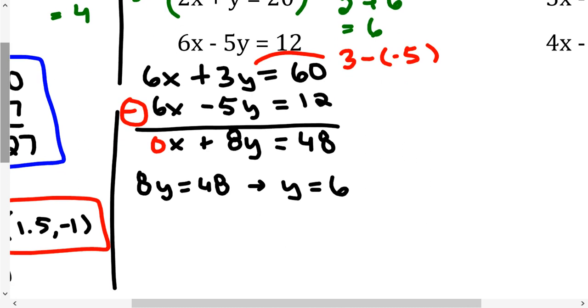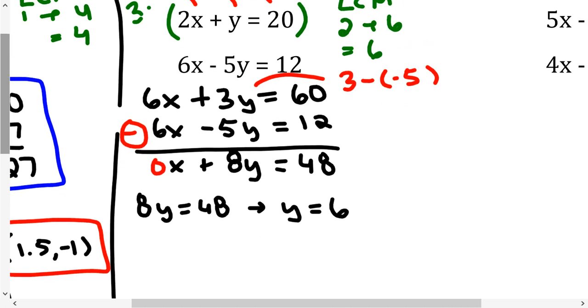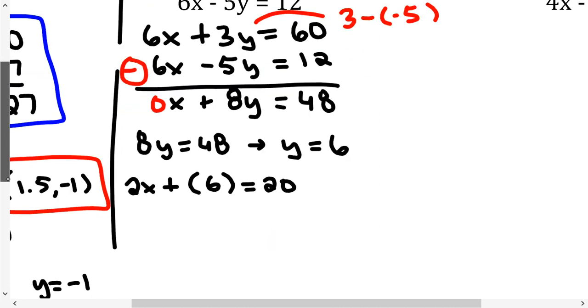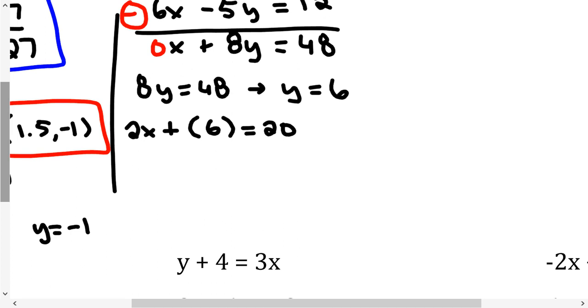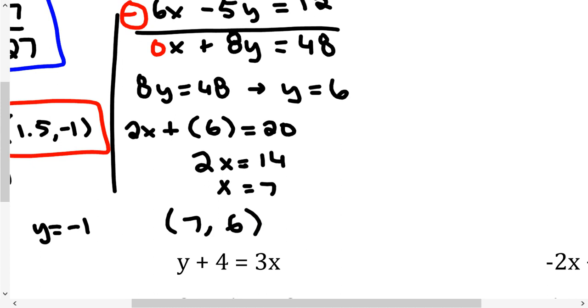So I'm plugging that y value back in. Let's go with that first equation, 2x plus y, which is a value of 6 now, equals 20. If I bring that 6 to the other side, 2x is 14. And we get an x value of 7 here. So 7 for x, 6 for y. That's our solution for that second example.